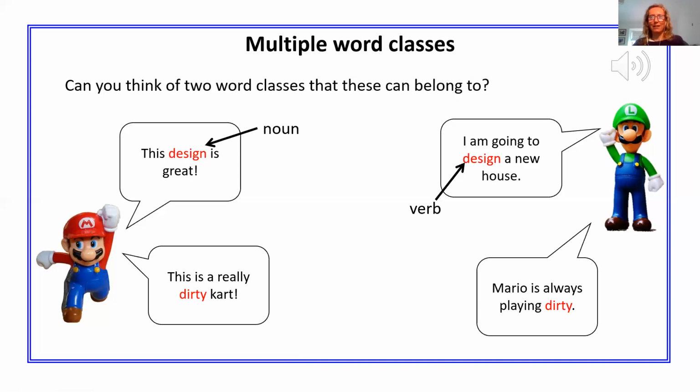Well done, Year 3, if you've done that. Let's have a look at the answers. So the adjective, this is a really dirty cart, because it describes the noun, the cart. And in this one, the adverb, Mario is always playing dirty, because dirty is describing the verb playing. Well done, Year 3, you managed to do all those and get all or most of them right. So well done.